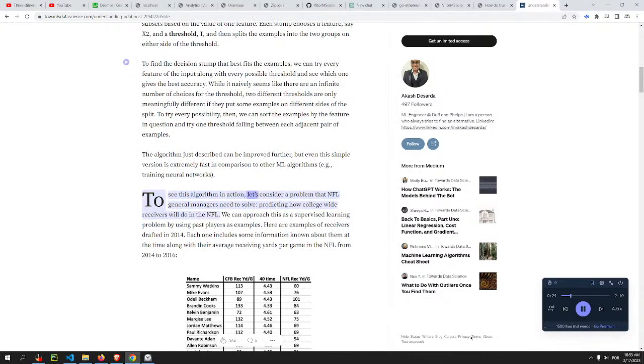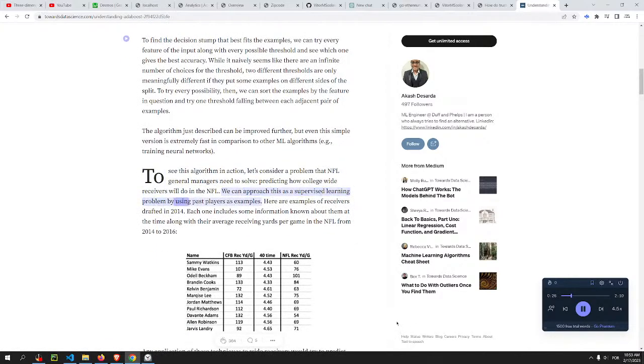To see this algorithm in action, let's consider a problem that NFL general managers need to solve: predicting how college wide receivers will do in the NFL. We can approach this as a supervised learning problem by using past players as examples.